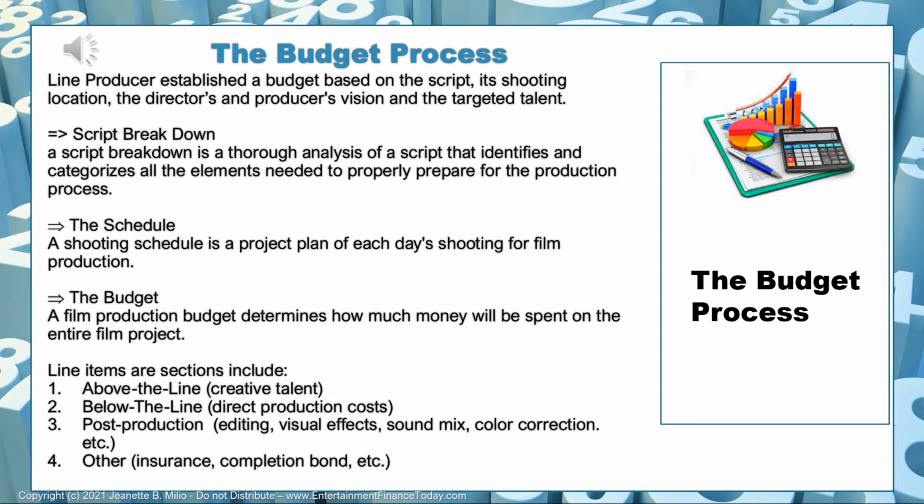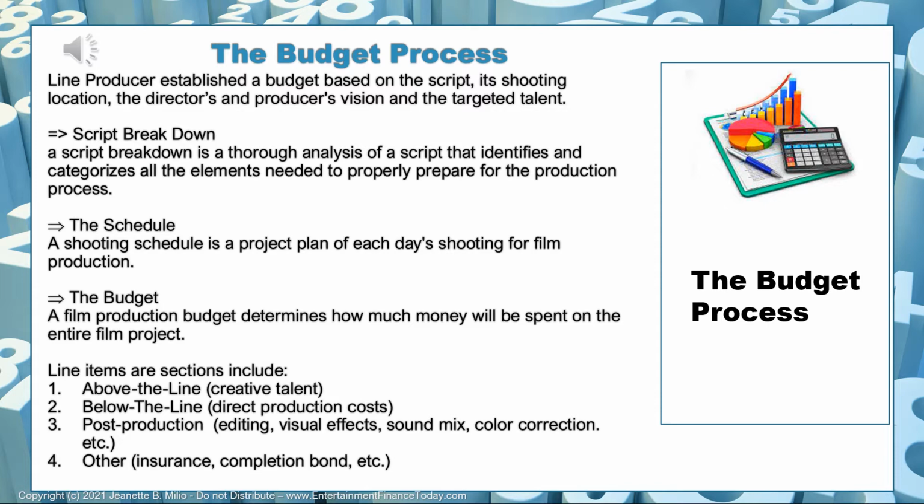And then we look at the shooting schedule. A shooting schedule is a project plan of each day's shooting for a film production. Everything that happens every day, every scene that's being shot, every setup that's being used, where the camera angle goes, how a scene is broken down, what cast elements are needed that day, everything is put together in the shooting schedule, and every day is planned out very detailed. That's what the shooting schedule is. And then the budget derives from that.